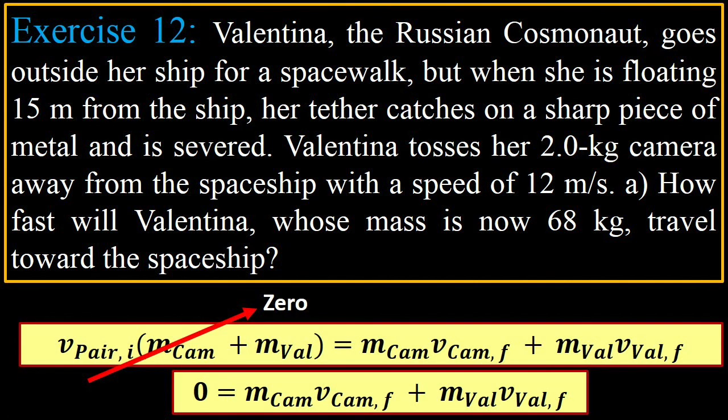You see, even if the initial momentum is 0, the final momentum of the camera and the final momentum of Val have to equal 0. They have to be equal and opposite. The magnitudes have to be the same. They have to equal 0. So now we can set one against the other, and let's watch that happen. And it'll make sense. Let's watch.